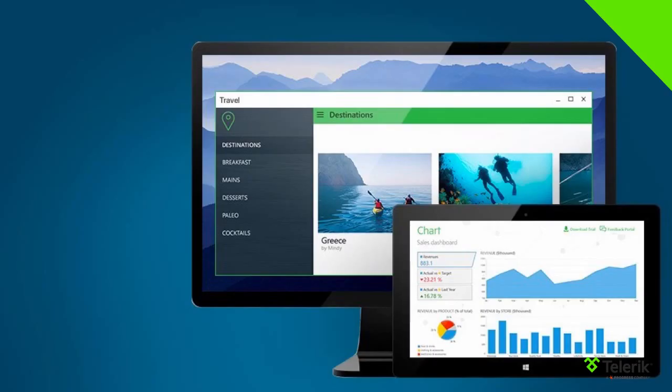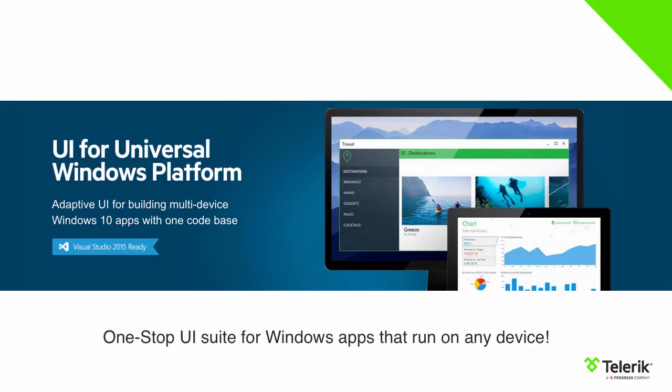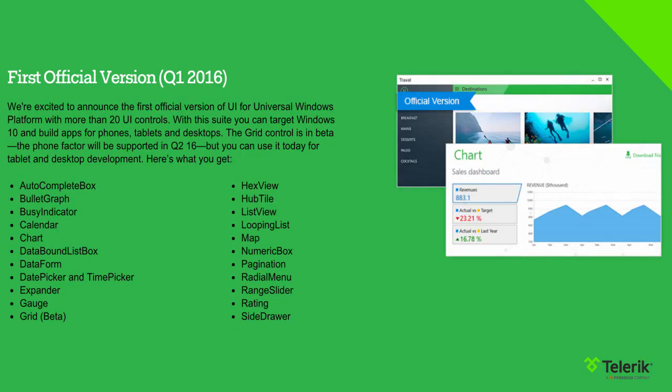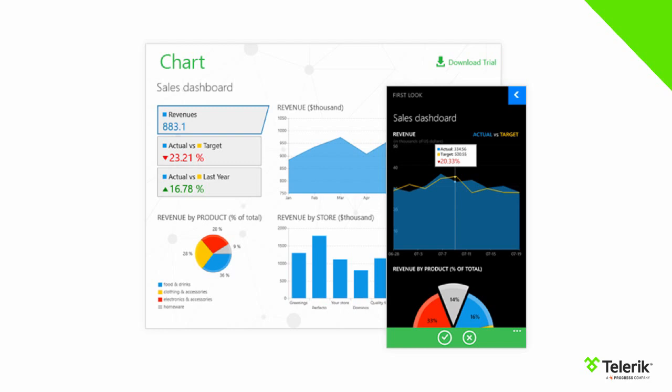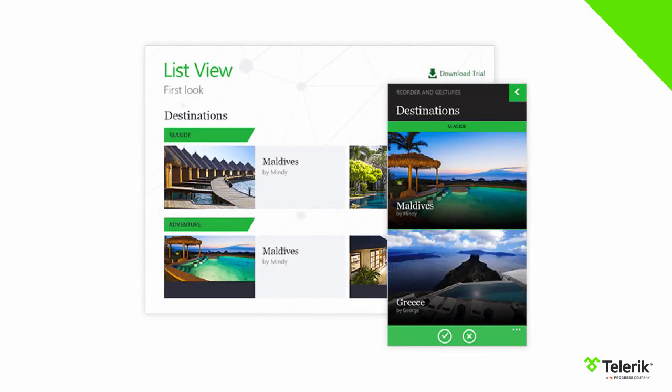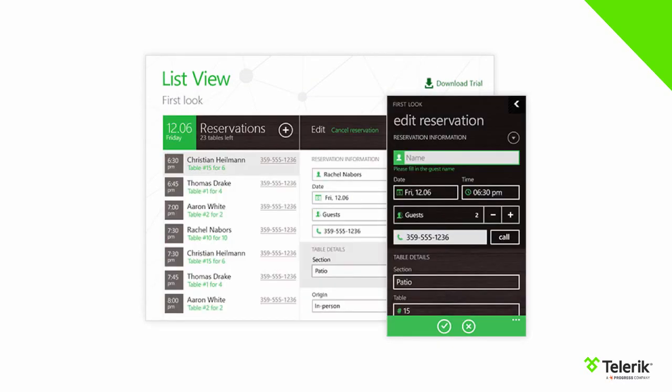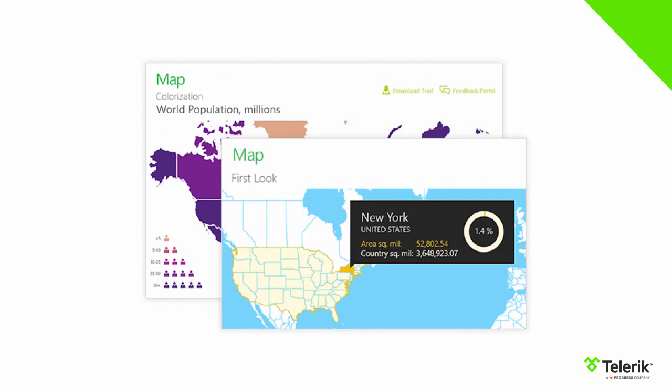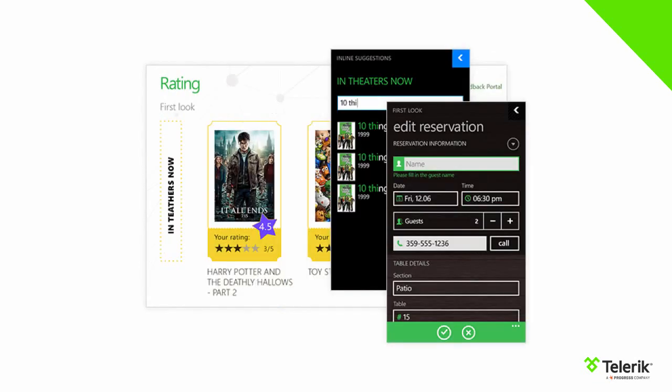Now, as you may know, we introduced our UI controls for UWP in September of last year as a CTP. Today, I'm happy to announce the official release of Telerik UI for UWP. This release features over 20 UI controls for you to use to build UWP apps for Windows-based devices. These include controls to create rich data visualizations through charts, gauges, and graphs, a list view to group, sort, and filter data, the powerful data form component to quickly create data-driven apps, a map control with extensive layer support, and a whole slew of input controls with custom actions and built-in validation.